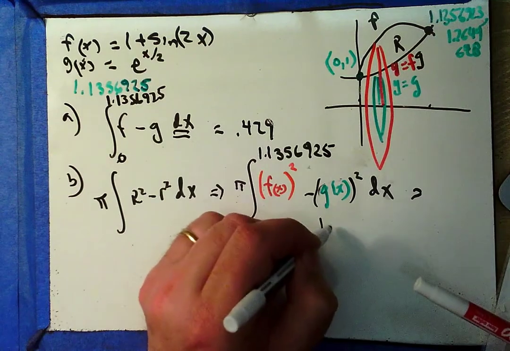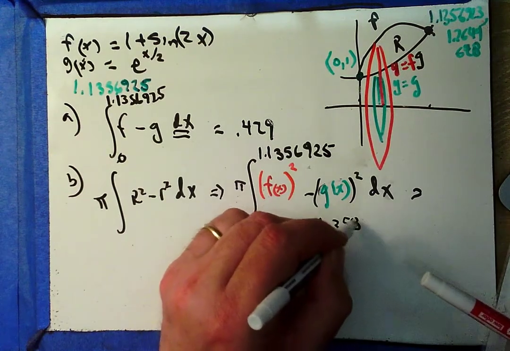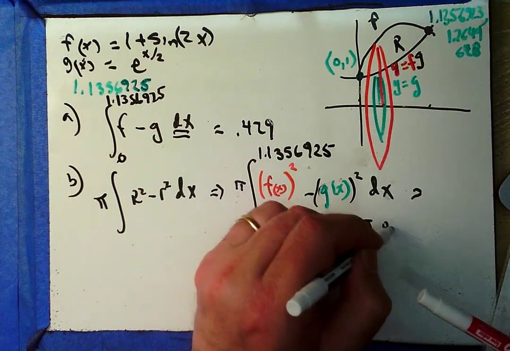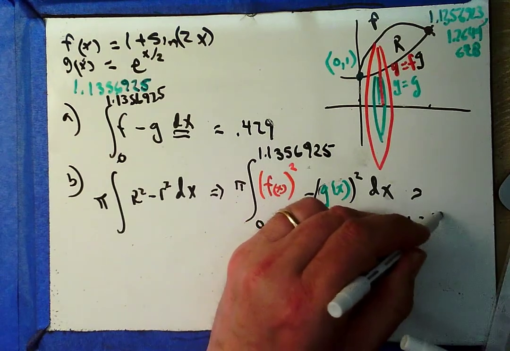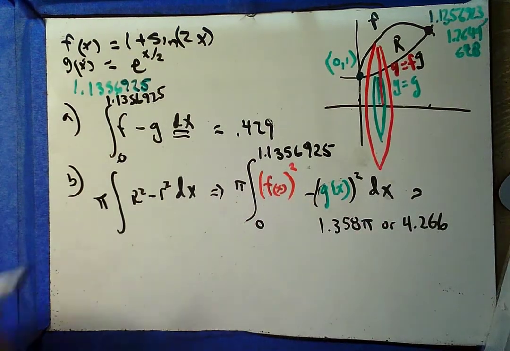And when I do this integral, what did I end up with for part B? I got 1.358 pi, or 4.266.